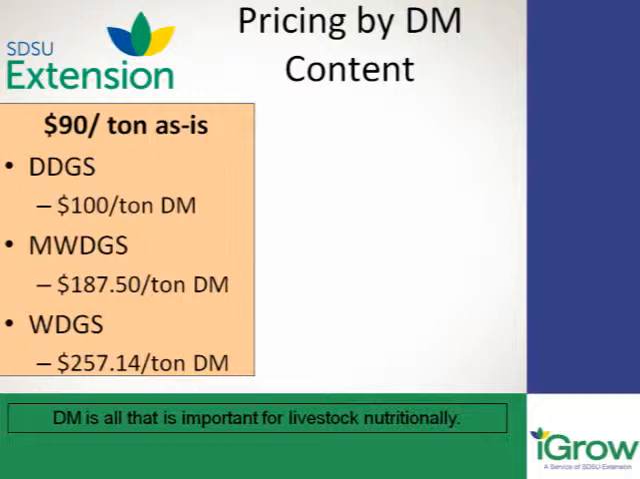Wet distillers grain, at a $90 per ton as-is price, is going to be equivalent to about $258 on a dry matter basis. The reason I convert everything to a dry matter basis is that when you talk to your nutritionist or the animal scientist here at South Dakota State, they're going to tell you that the dry matter content is what's important for livestock nutritionally. It really doesn't matter how much water is in there.